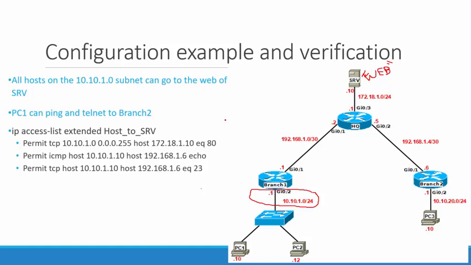So anyway, now you know that I'll let all these hosts go to the web, and then PC1 can ping and telnet to branch 2. And that's it. We're just going to leave it at that.